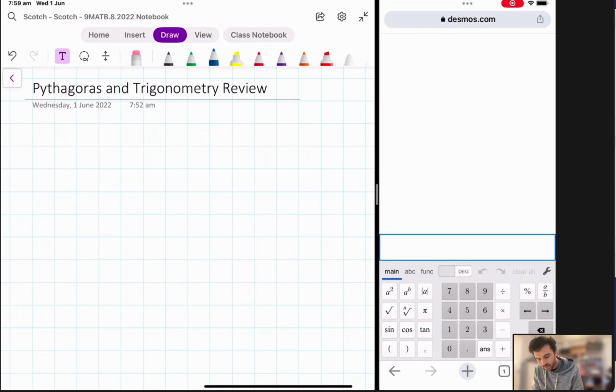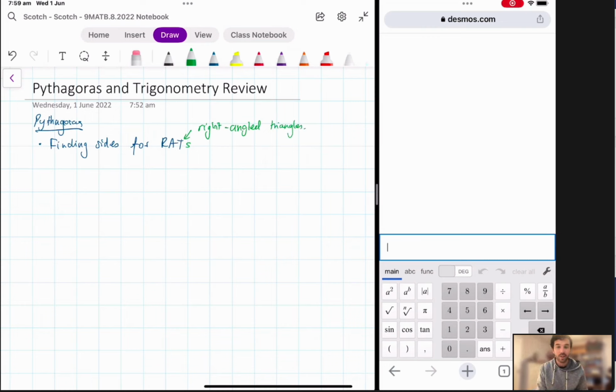So Pythagoras, go. We're looking at finding sides for RATs. Now this stands for right angled triangles. Okay, so whenever I say the word rat, I mean that. Now there's two flavors that we typically use the Pythagoras equation for.